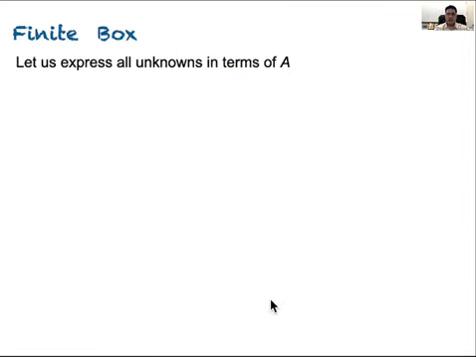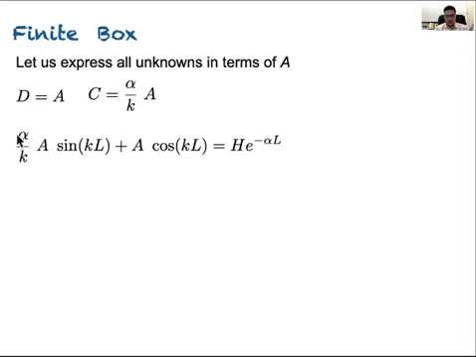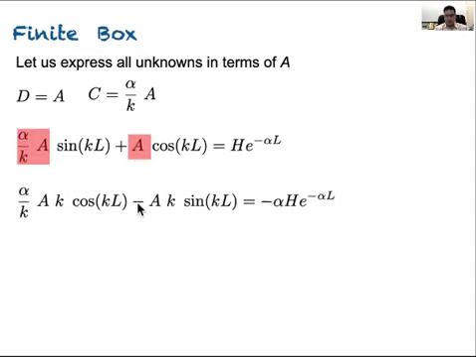Okay, so now the trick is that let's try to express all the unknowns in terms of A. So we know first D is equal to A. Now C can be written as alpha over k times A. So we have expressed D and C in terms of A. Now we have substituted the value of D here, we have substituted the value of C here, and we have substituted the value of D here, and now H. So H is represented only in terms of alpha. Okay. Now another equation that we have seen, when we apply the boundary condition in regions 2 and 3, this is another equation we have got.